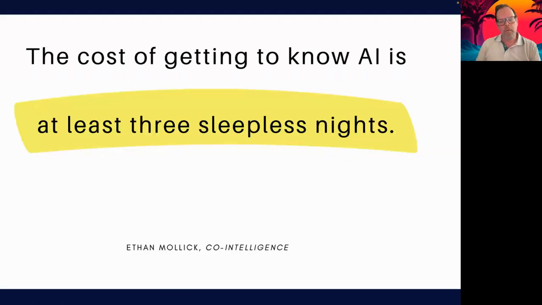Some of you may know Ethan Mollick. He's a Wharton professor and one of the leading lights in talking about and researching generative AI, especially in higher education. His book, Co-Intelligence, came out a little earlier this year, and his main thrust in the book is that the real cost of getting to know AI is at least 3 sleepless nights. I've had more than 3 sleepless nights thinking about this. Maybe you've had 2 or 3 or 4 or more.